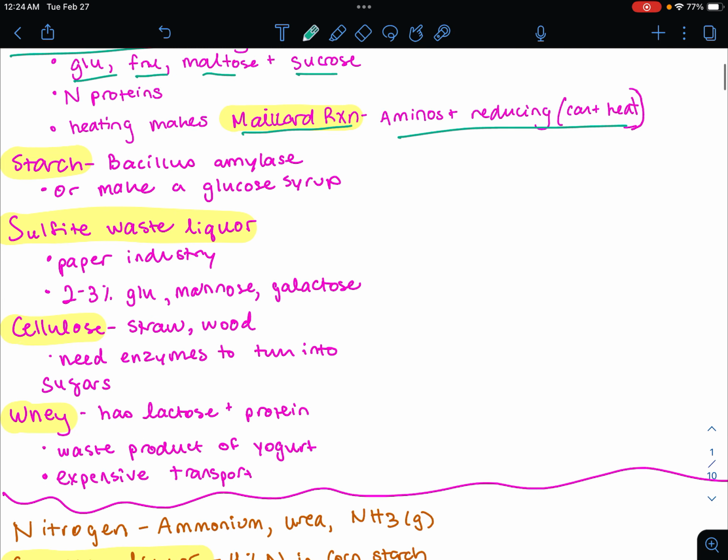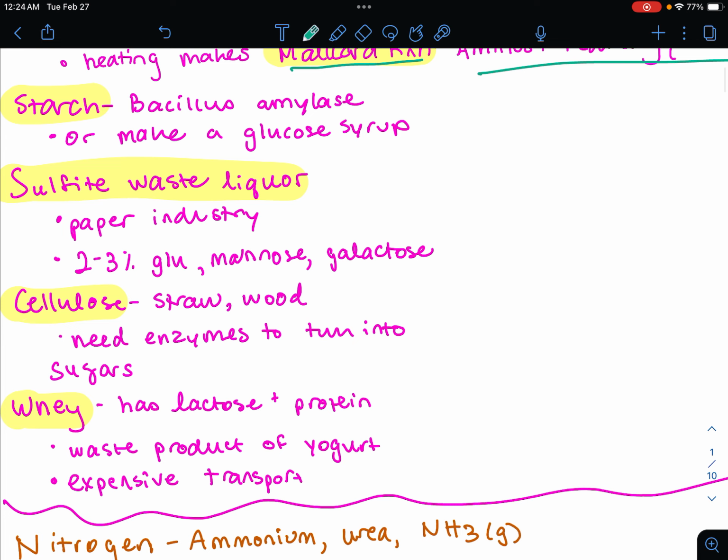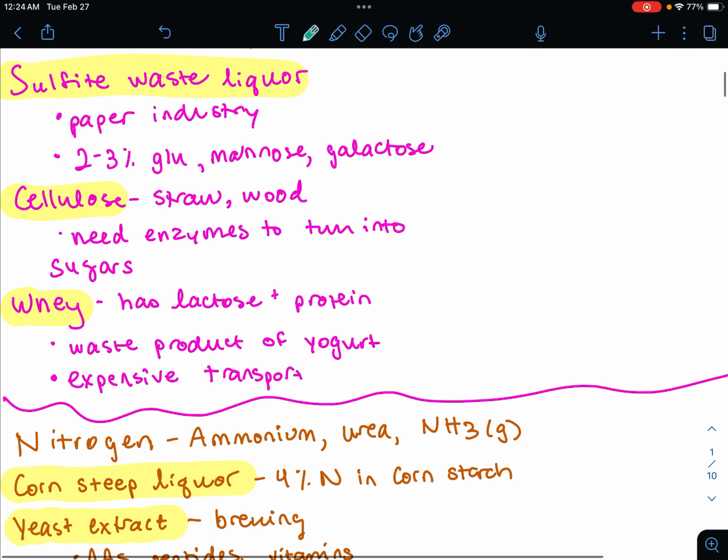We have 4 other sources of carbs. We have starch and dextrin. These can be used by microbes that have amylases, such as Bacillus, and they could also be converted into a glucose syrup and then used as a substrate. That's for starch. We also have sulfite waste liquor from the paper industry.